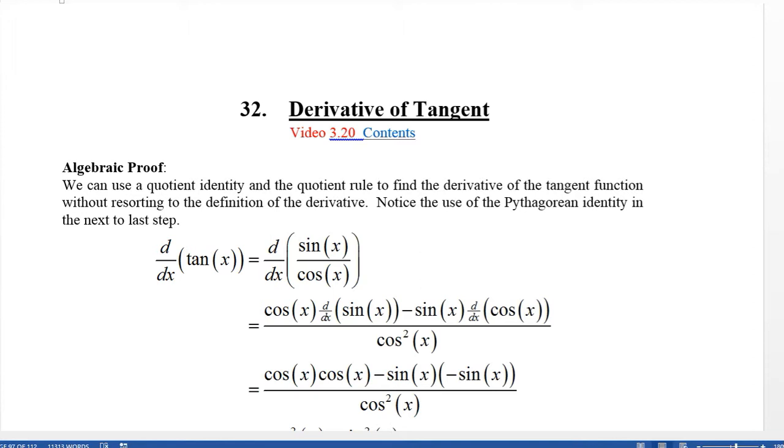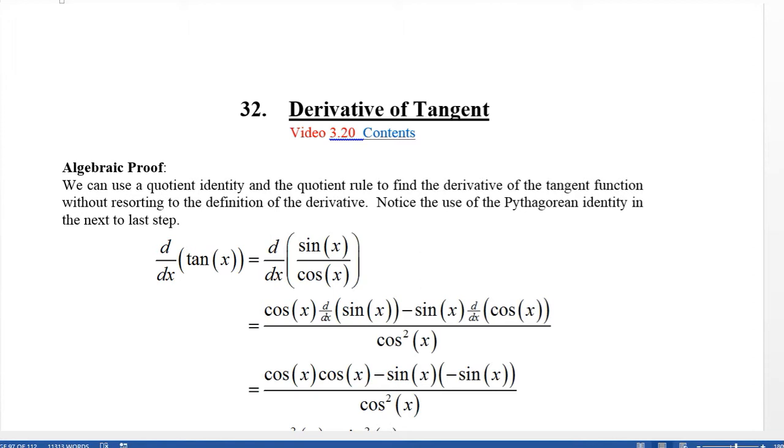The first thing we're going to notice is the derivative of tangent of x can be rewritten as the derivative of sine x over cosine x. So we use what's sometimes called a quotient identity there to rewrite tangent of x in terms of the sine and cosine functions. Now we have a quotient, so we can use the quotient rule. Quotient rule says it's the bottom times the derivative of the top minus the top times the derivative of the bottom, over the bottom squared. So that's cosine of x times the derivative of sine x minus sine x times the derivative of cosine x, over the cosine of x squared.